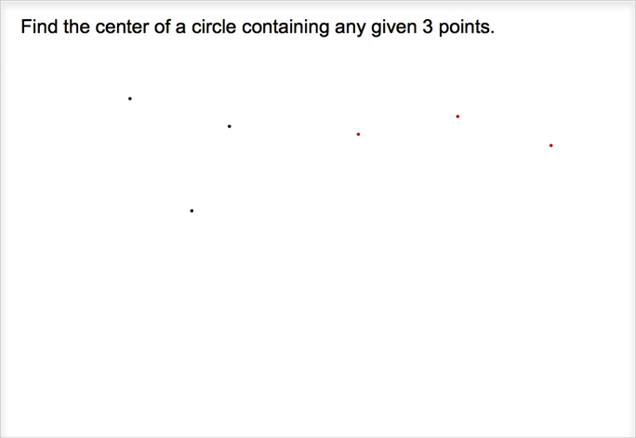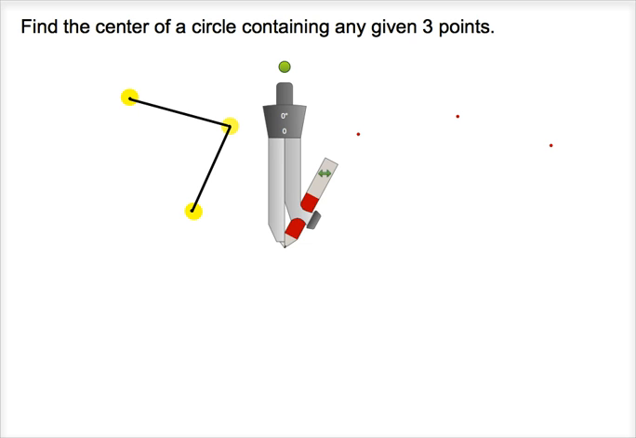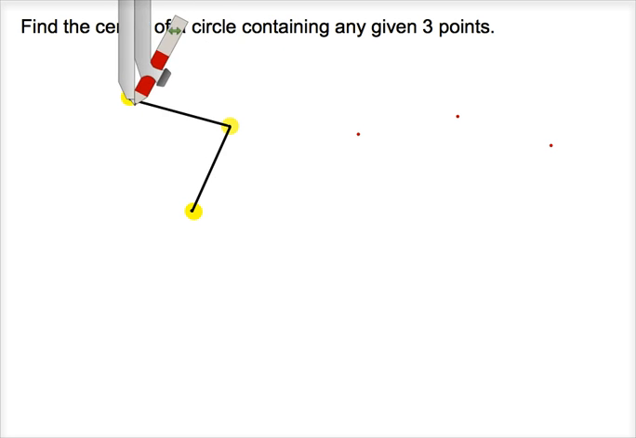Find the center of a circle containing any 3 given points. So I'm going to look at the 3 points here, and I want to find the center of the circle that contains them. So one way to do this is to start by connecting them together. And I could do all 3, but I really only need to connect 2 segments. Now for those segments, I'm going to create the perpendicular bisectors of each of those.